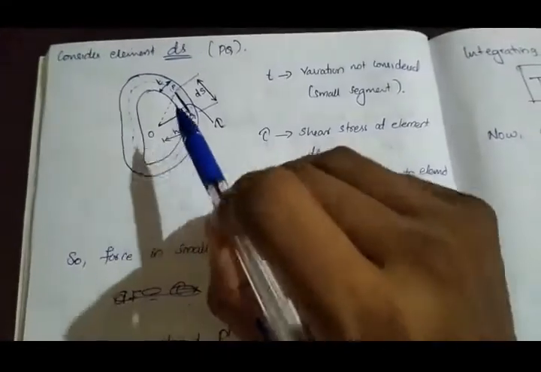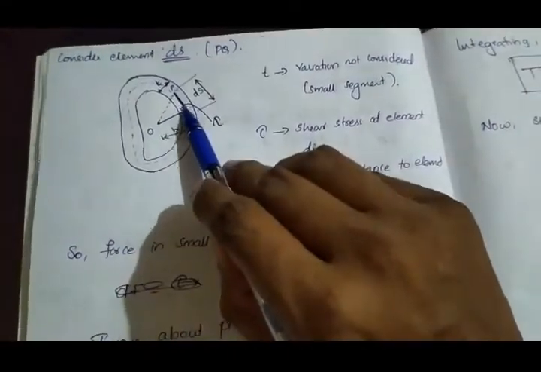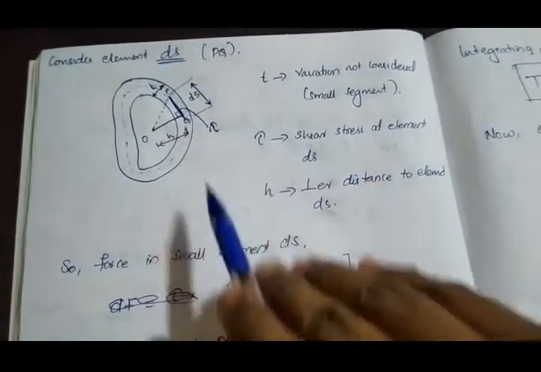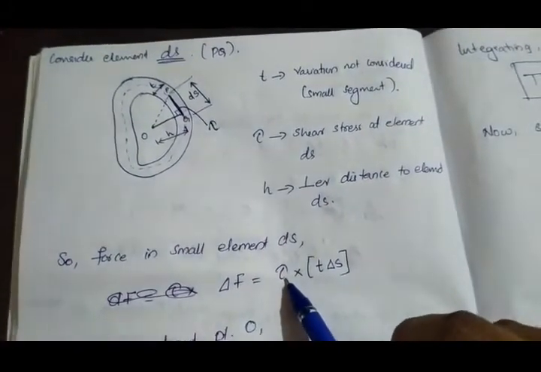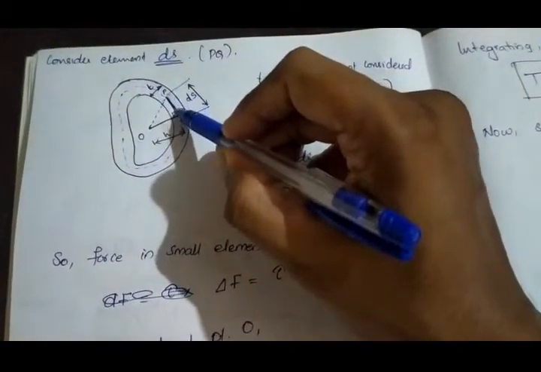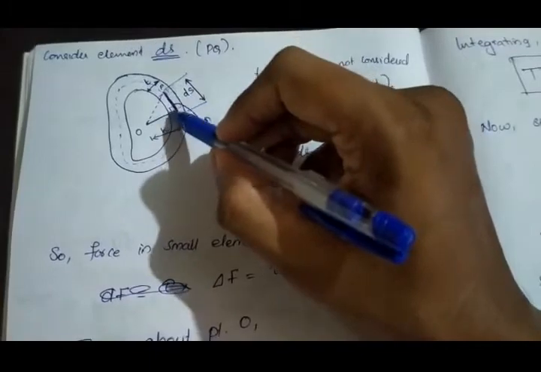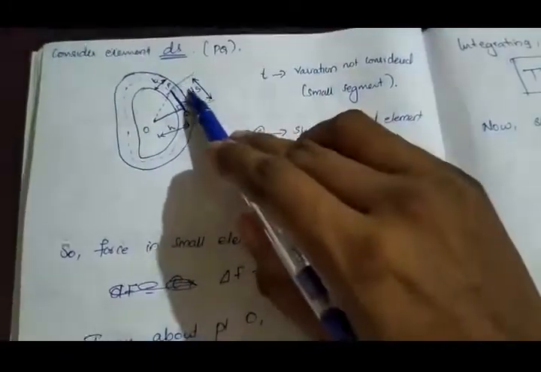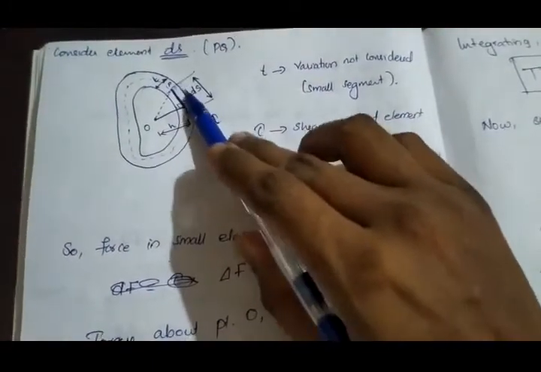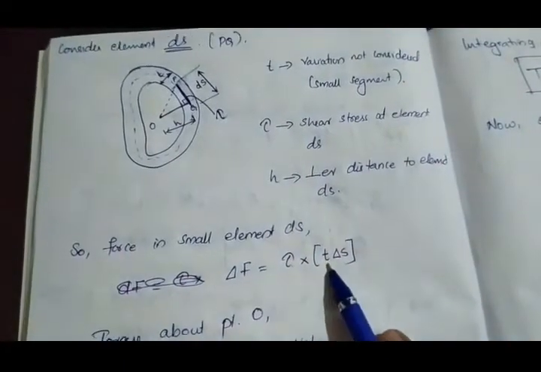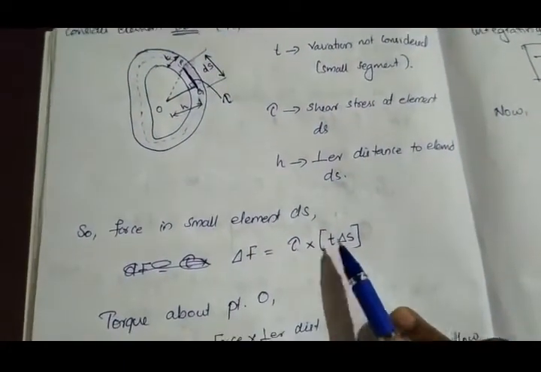Then the force occurring in this will be shear stress into area. That is, tau is the shear stress into area. This small element is considered as a rectangular element, that is thickness into length, right? ds into t or delta s into t, both are the same.